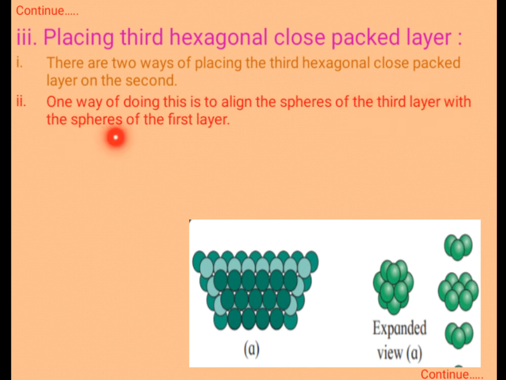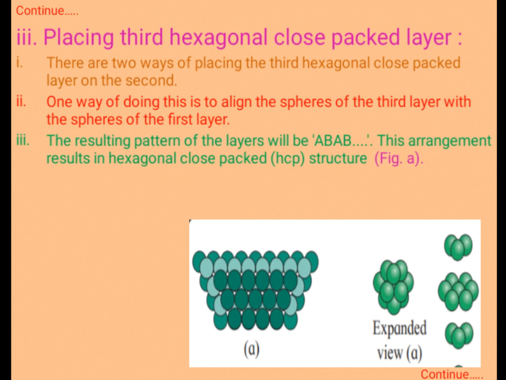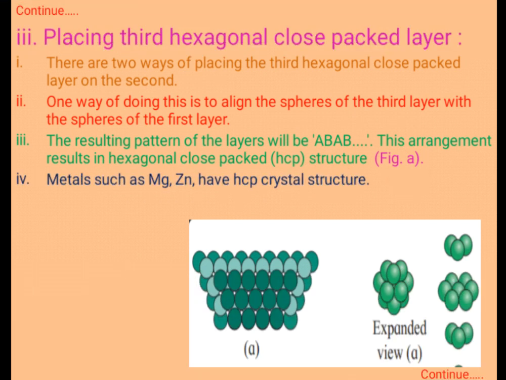The third layer spheres are aligned with the spheres of the first layer. The resulting pattern is obtained. This is called the AB type of arrangement. This arrangement gives the hexagonal close packed structure as shown in this figure A. Metals such as magnesium and zinc have the HCP crystal structure. HCP means hexagonal close packed structure.